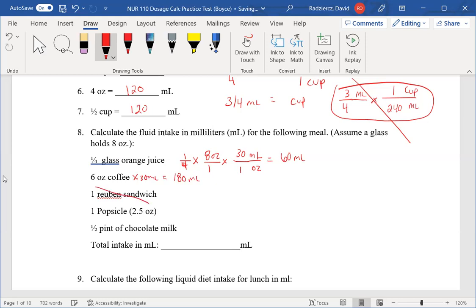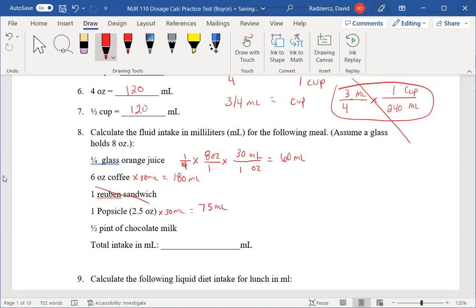Reuben sandwich is not liquid, so we don't calculate that. Even if it tells you it's a 6-ounce Reuben sandwich, it's a solid. We're not calculating solids. We're looking for the liquids. 2.5 ounces. Again, I'm just going to multiply by the 30 milliliters. So 2.5 times 30 gives you 75 mL.